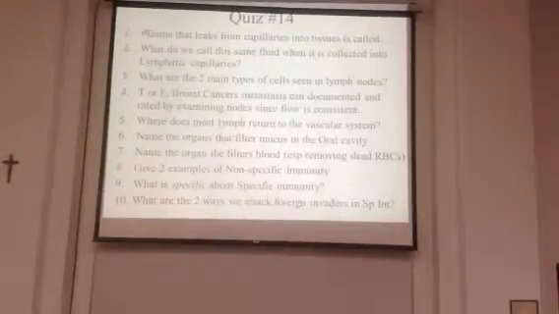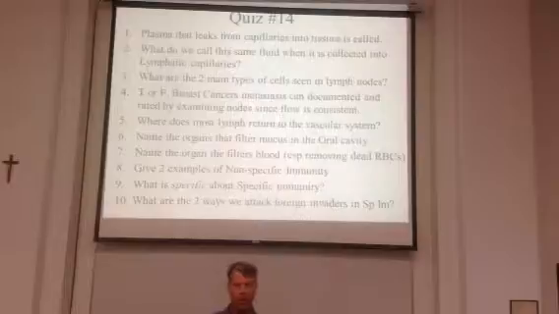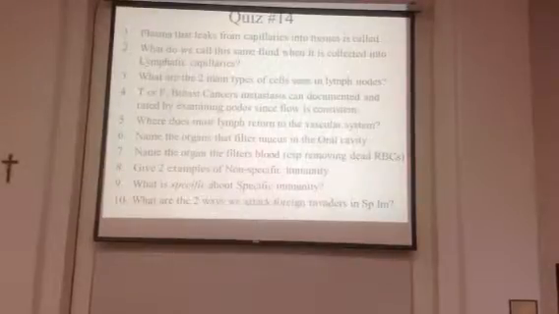And number 10, what are the troops? There's two different ways that we can fight off a foreign invader. We can either call on cells to do it, or we can call on antibodies. So cells or antibodies. That's how we fight off specific foreign invaders.